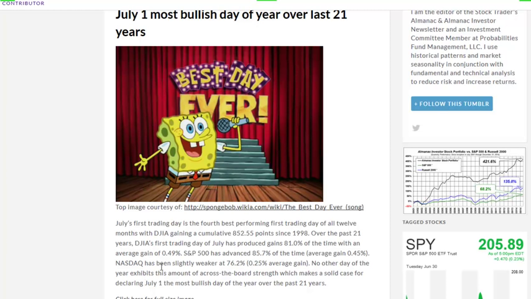Nasdaq has been slightly weaker. No other day of the year exhibits this amount of across-the-board strength, which makes a solid case for declaring July 1st the most bullish day of the year over the past 21 years. And that is due because the Canadians are partying. So something to look forward to tomorrow.